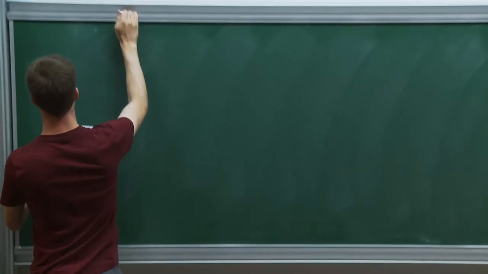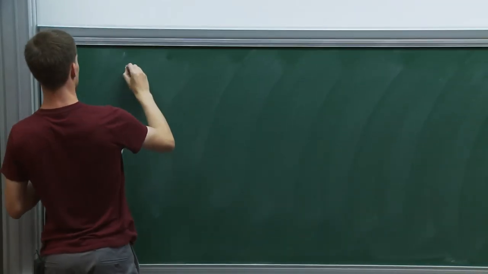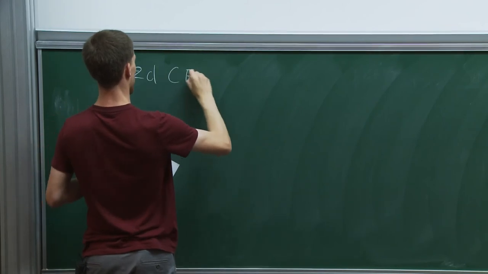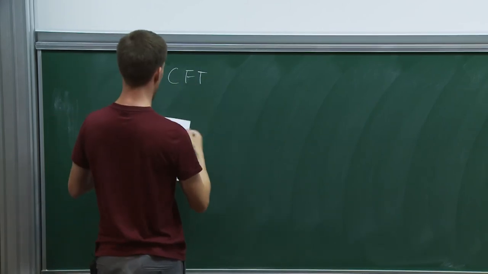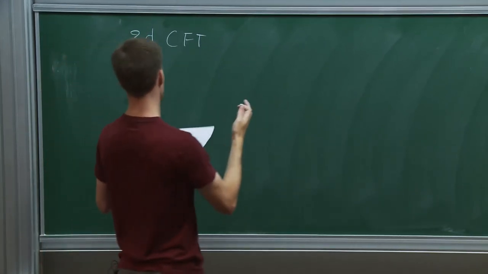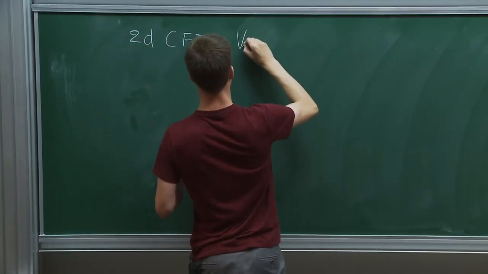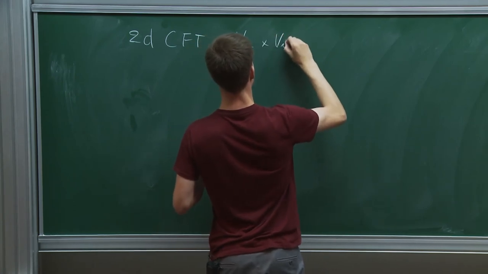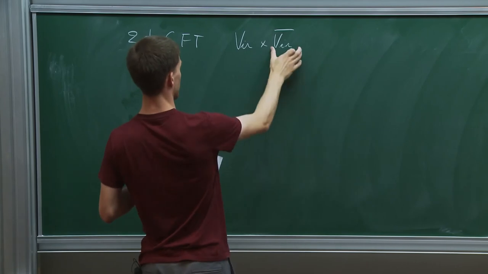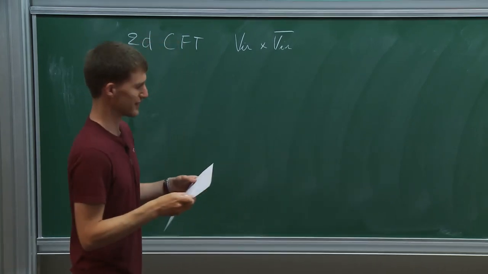OK, in the last 10 minutes, let's do some Liouville theory. So let's become concrete about which CFT we're talking about. We're talking about a two-dimensional conformal field theory. As I said, two-dimensional conformal field theories, in fact, have a quite big symmetry algebra. They have a Virasoro symmetry in the holomorphic sector, a Virasoro symmetry in the anti-holomorphic sector.